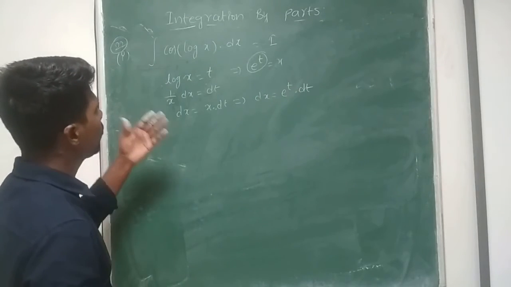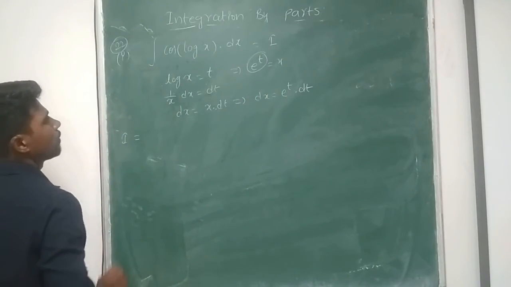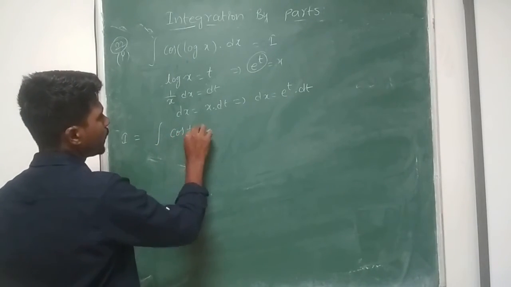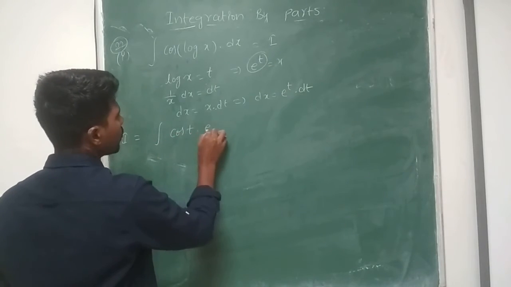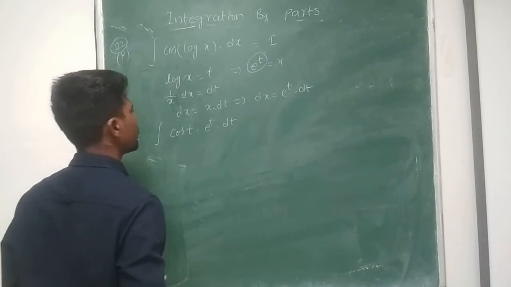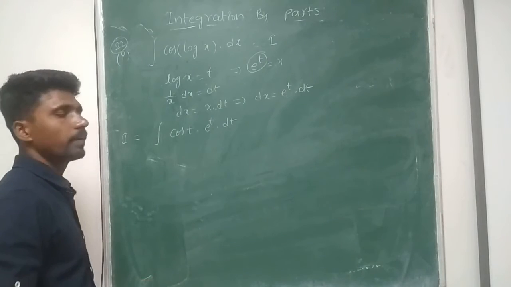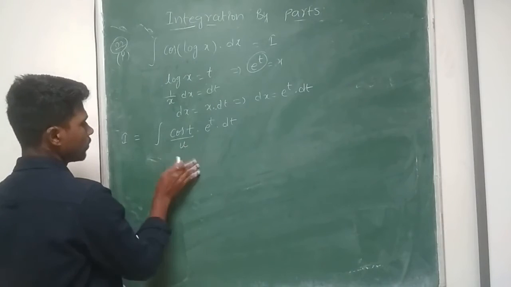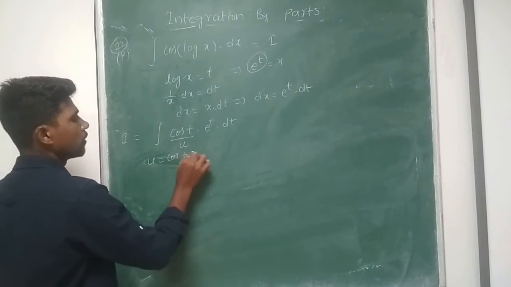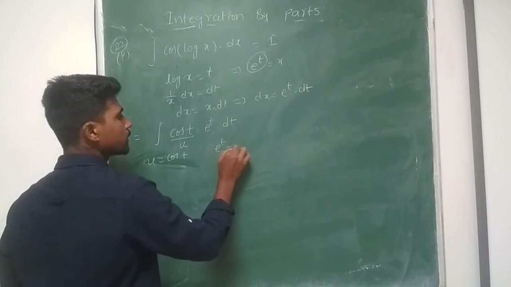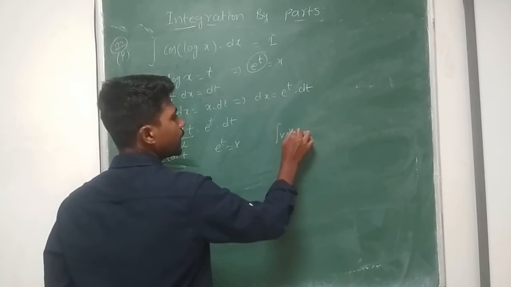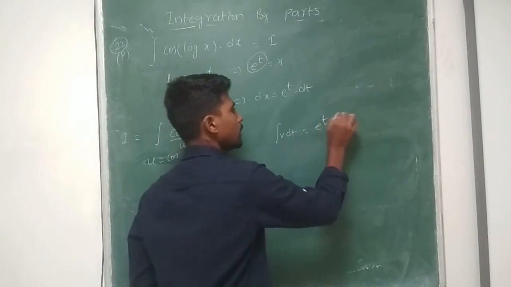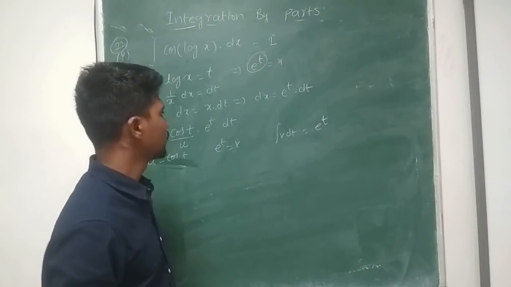Now simplify. I is equal to integration of cos t into e power t dt. Now cos t acts as u and e power t acts as v. So integral v dt is nothing but e power t.